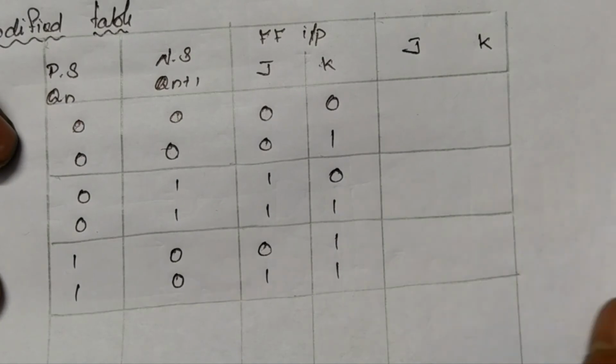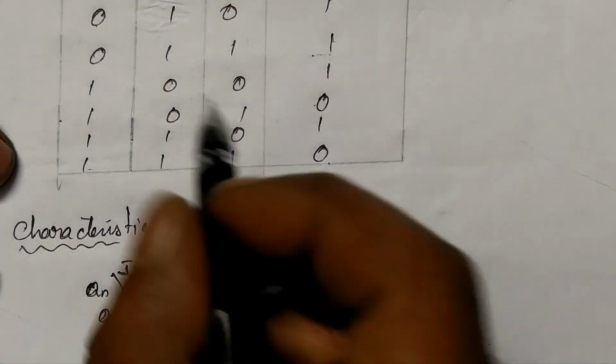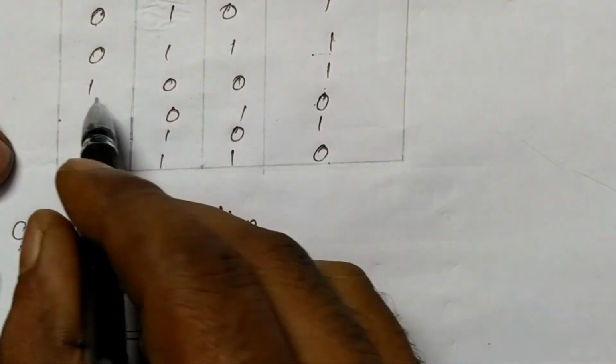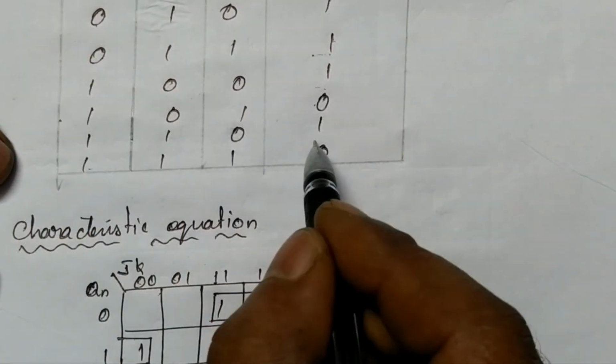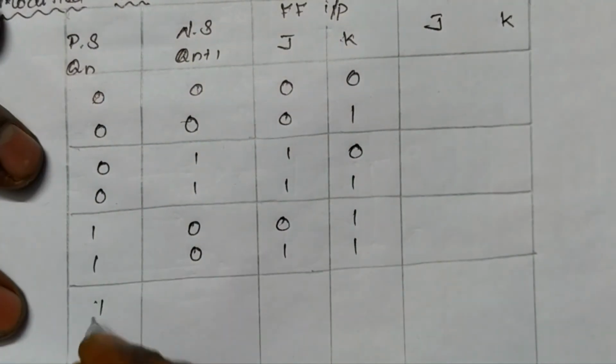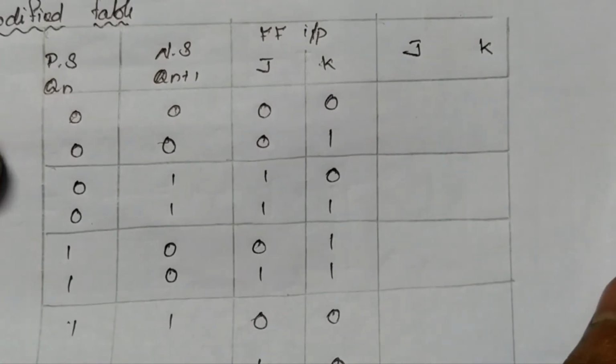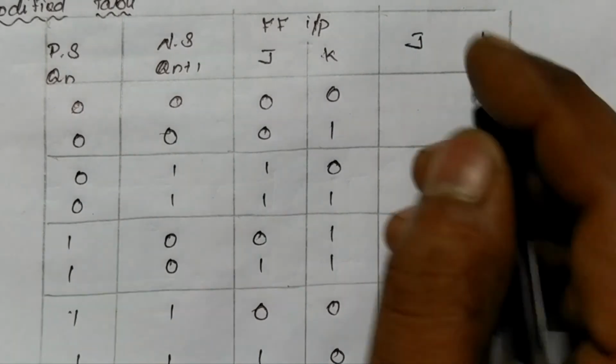Then finally for 1 1, here we are having the 1 1 condition. Likewise here also we are having the 1 1 condition. Therefore 1 1, here also 1 1, respective J value is 0 1, K value is 0 0. So from this we are going for deriving the last column.